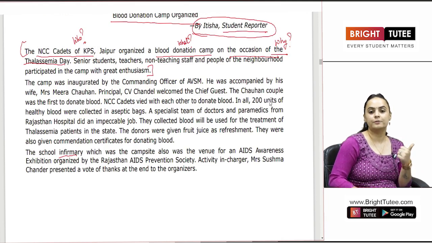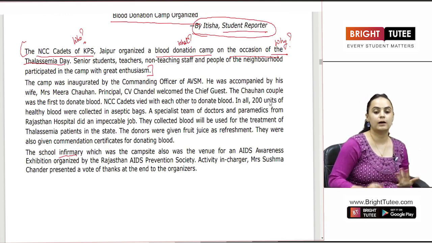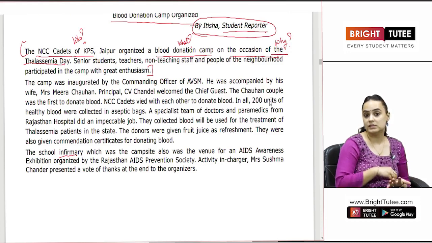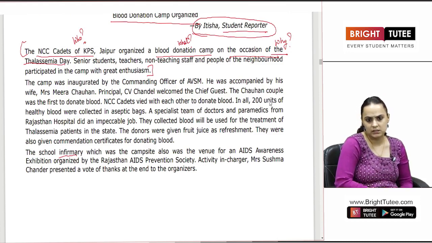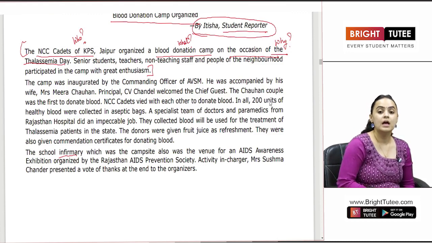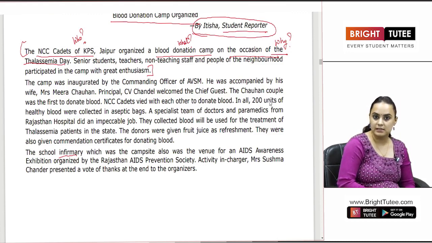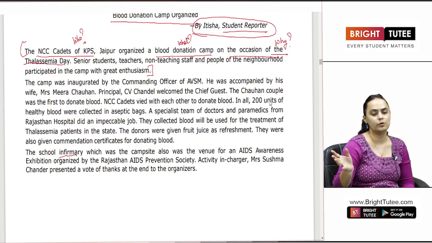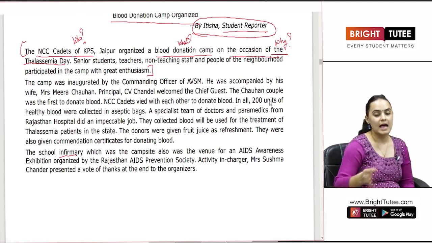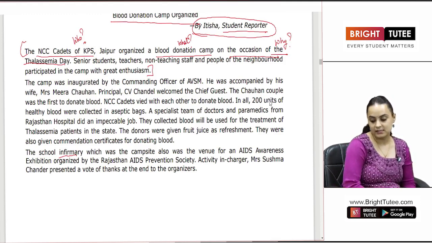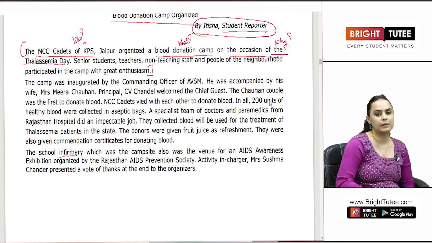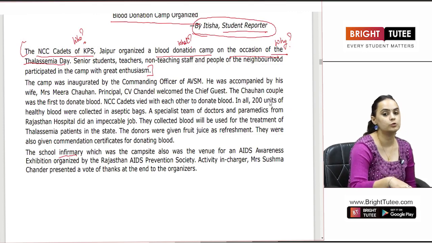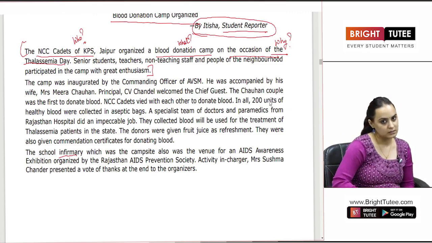So the first paragraph was a very short one, explaining about what was the incident, what was the event, when did it take place, why did it take place, and who organized it. Second paragraph included all the details of the chief guest, refreshment given, blood collected, how is it going to be used, and so on and so forth. And the last concluding paragraph is again something which just in a brief manner concluded the whole by informing the students and everyone that the medical room, the infirmary, was also used as an AIDS awareness exhibition camp.